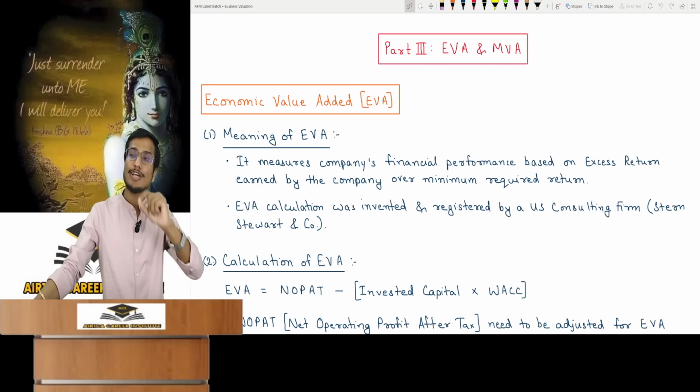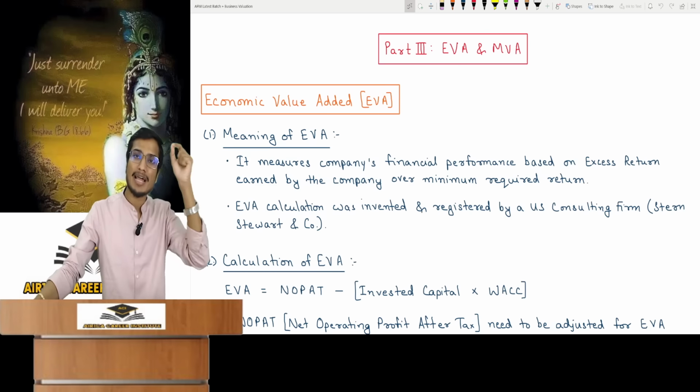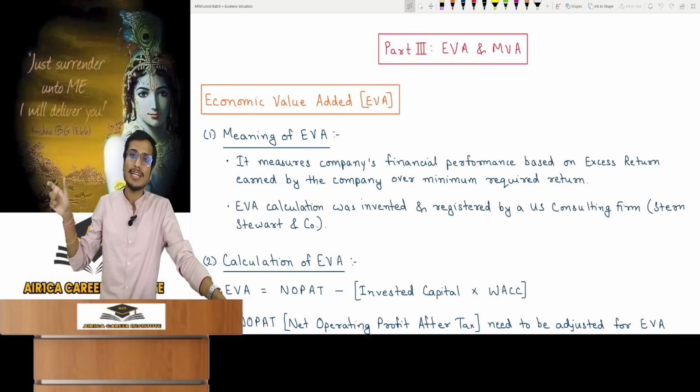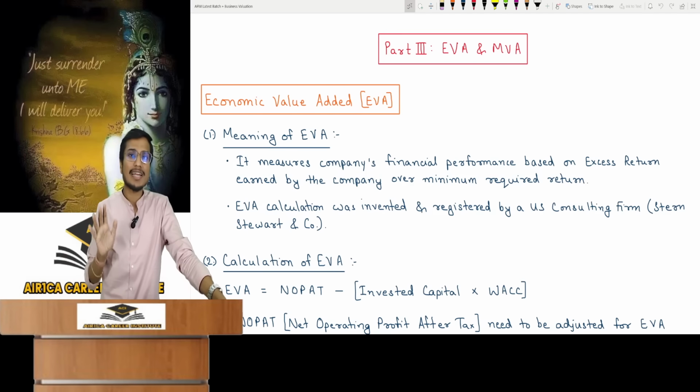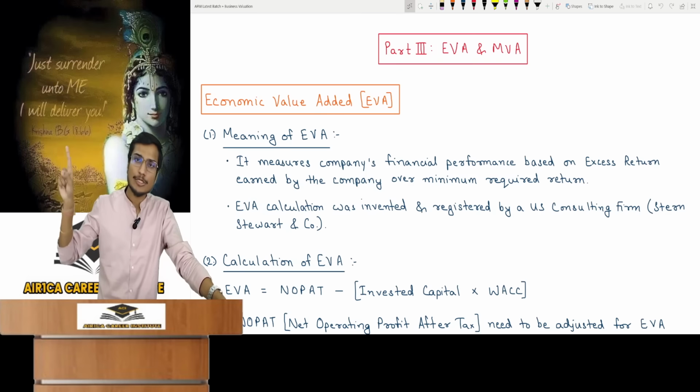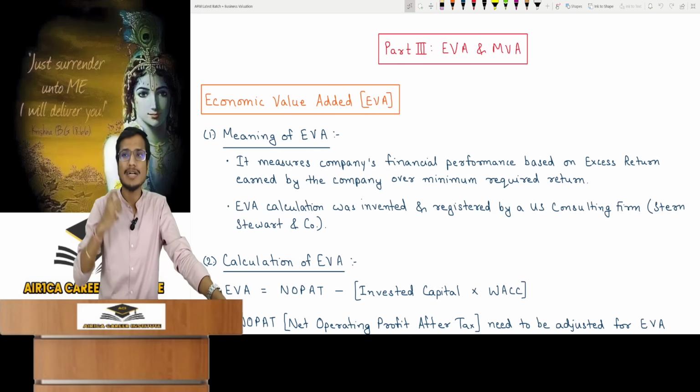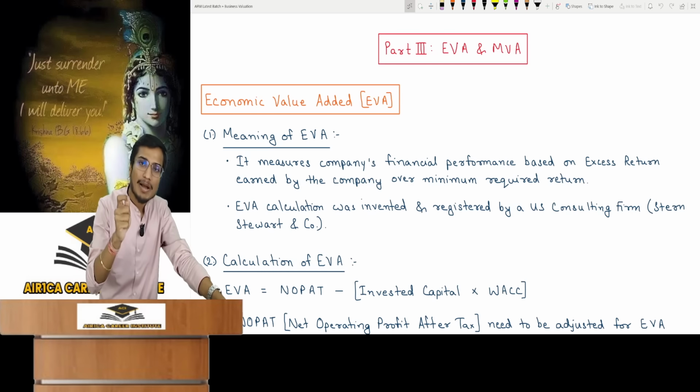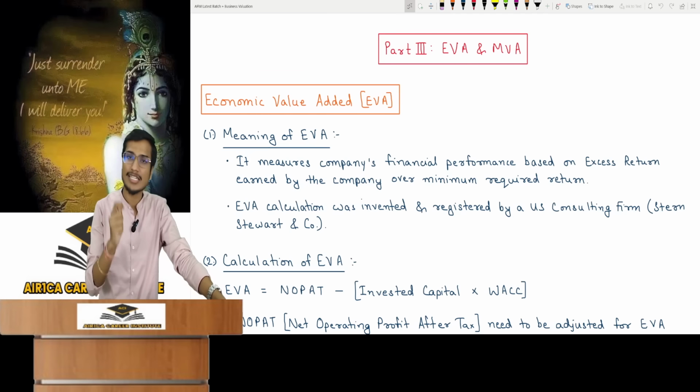As EVA is registered, no changes are allowed even for the exam. The adjustments that the US consulting firm made, we will do them as they are. We will not make any changes. Don't use your own extra brain. The adjustments they made are logical, so there's no need to use extra brain power. You know, some students will try to overthink it. Some people have a habit of doing that.